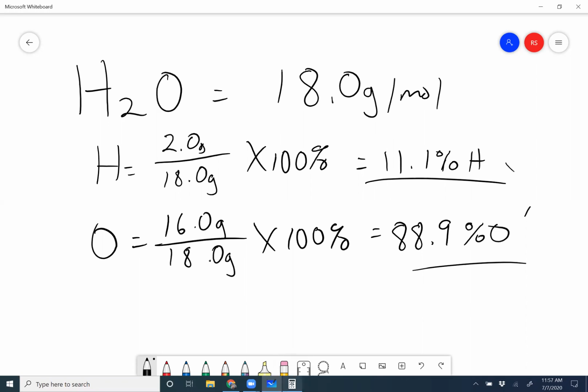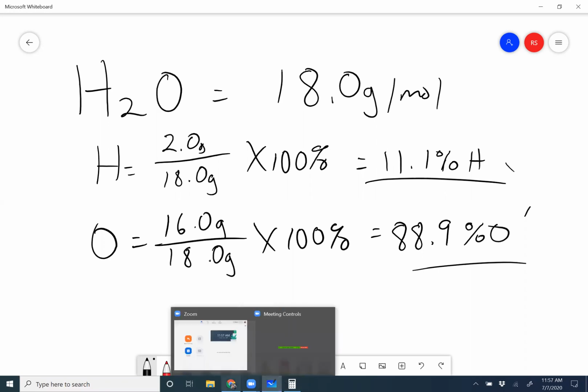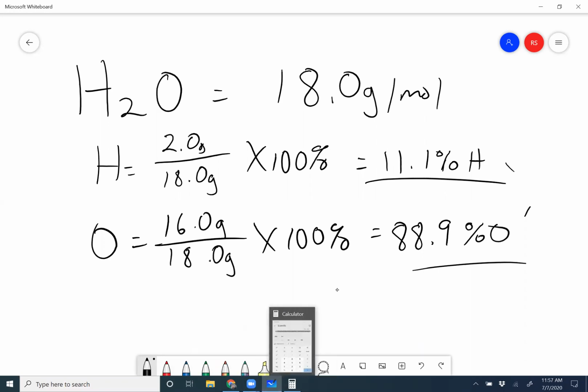So say, for instance, you're going to go get some tungsten ore. Tungsten is very dense, so the ore is going to be very heavy. And so the question is, okay, what percent of the sample is tungsten?